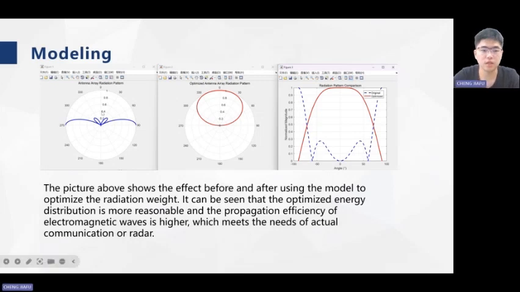As you can see, the blue line is the model before using the model to optimize the radiation weight. And the red one, you can see the energy is more centering and is more gathering at the center in order to provide more efficiency in energy output.